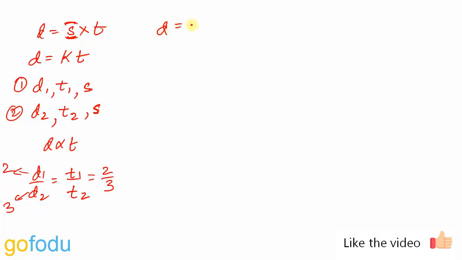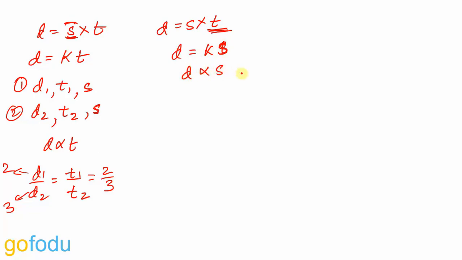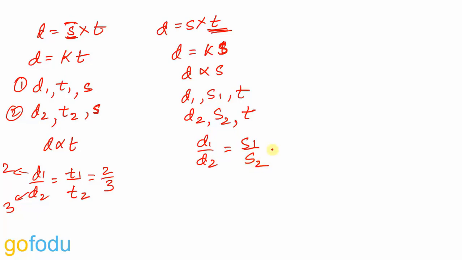Now if in two scenarios we have time as constant, then distance will be equal to constant times speed. That means distance is directly proportional to speed. So let's say a boy covers d1 distance with s1 speed in t time and d2 distance at s2 speed in again t time. Time is constant in both the scenarios. That simply means d1 upon d2 will be equal to s1 upon s2. If d1 upon d2 is a by b, s1 upon s2 will also be equal to a by b.